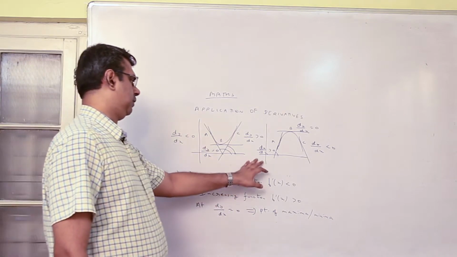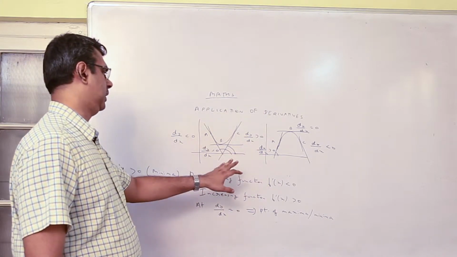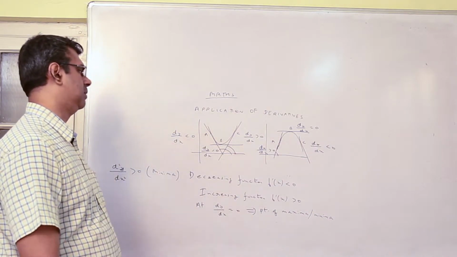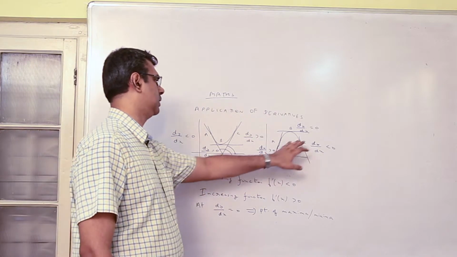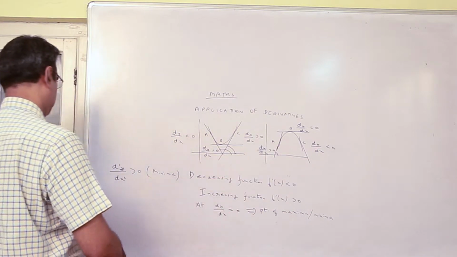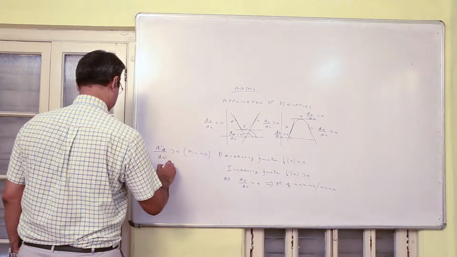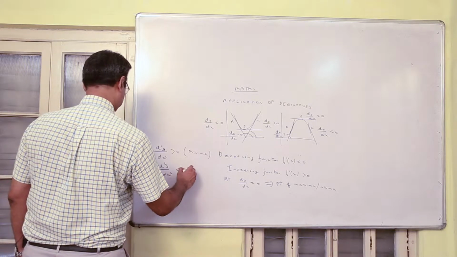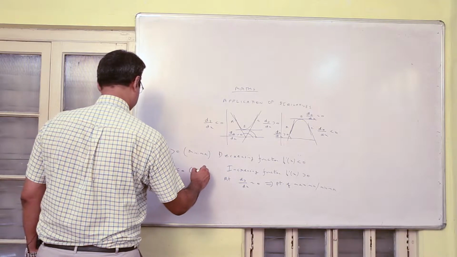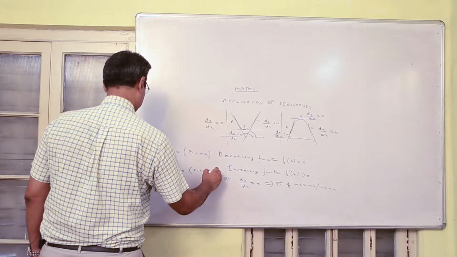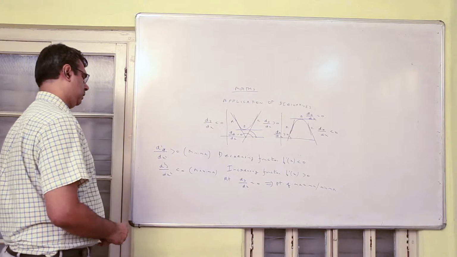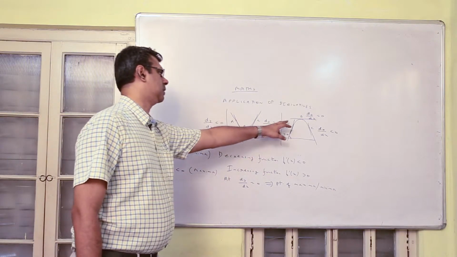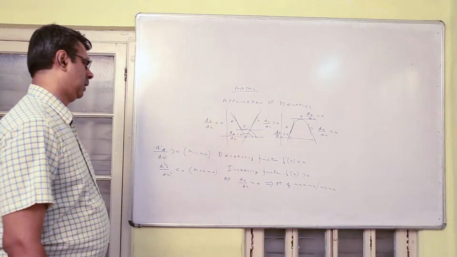Similarly, look at this graph. The derivative is changing from positive to 0 to negative. That means the derivative is decreasing. It is going from positive to 0 to negative. That means the derivative of the derivative is negative. So whenever the second order derivative is negative, then it's a point of maxima.